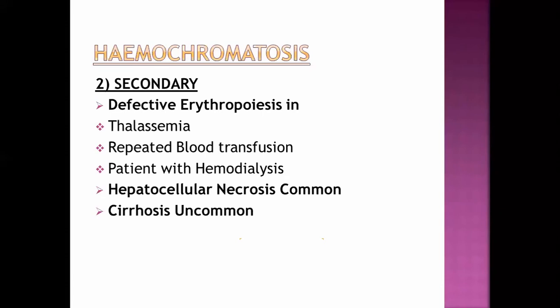The main difference, from the hepatological point of view, between primary and secondary hemochromatosis: in primary hemochromatosis, cirrhosis is common. In secondary hemochromatosis, cirrhosis is uncommon. Mind this. This is about hemochromatosis.